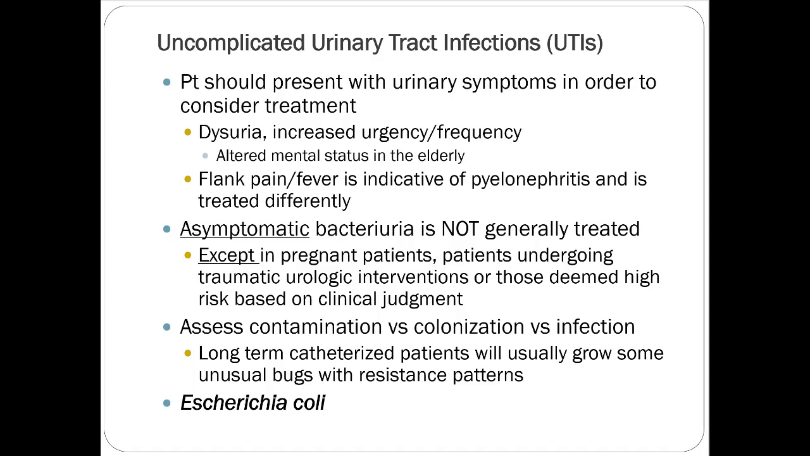The exceptions are pregnant patients, people undergoing traumatic urologic interventions, and those deemed high risk. So if you have somebody who's immunocompromised or whatever you might consider high risk, you could prescribe based on your clinical judgment. Contamination, colonization, and infection are all things to consider. People with catheters long-term will likely grow something in their urine. Whether it's an infection or not is difficult to say because they might not have traditional symptoms. So look at those ancillary things like fever and white count, because they're probably going to have something growing, especially a quad or paraplegic patient who's had an indwelling catheter for quite a while. And E. coli. E. coli is the primary bug here.